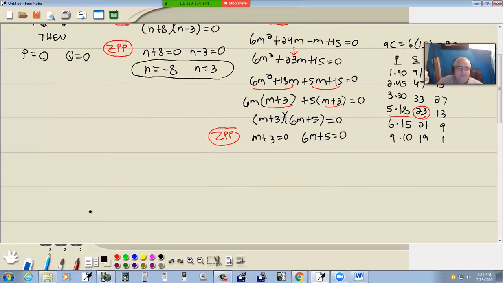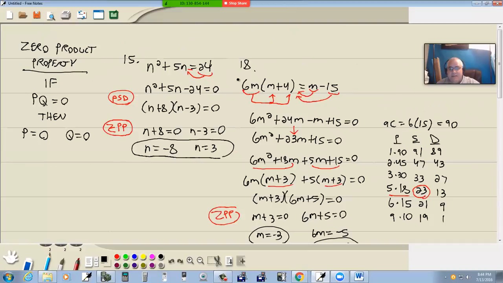And solve these. So I'll take 3 over, becomes a negative 3. Here I'll take the 5 over, it becomes a negative 5. Divide both sides by 6. And we got m is equal to negative 5 over 6. And those would be our two answers. Now that's the zero product property, so let me clear that off.